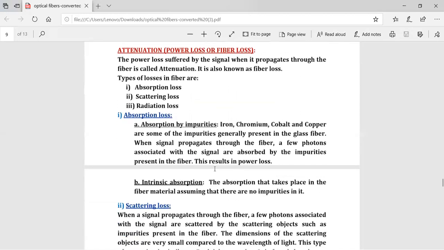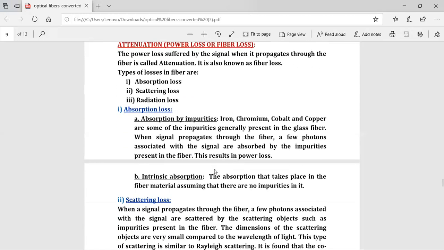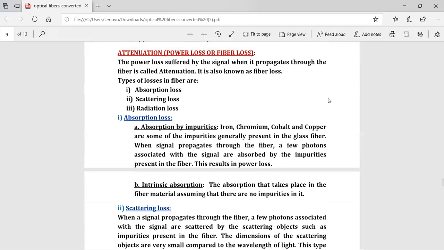Let us go to the next topic, that is attenuation. Attenuation, or it is called the fiber loss. What do you mean by attenuation? The power loss suffered by the signal when it propagates through the fiber is called attenuation. It is the loss in the light signal as the light propagates in an optical fiber. That is called attenuation. It is also called fiber loss.